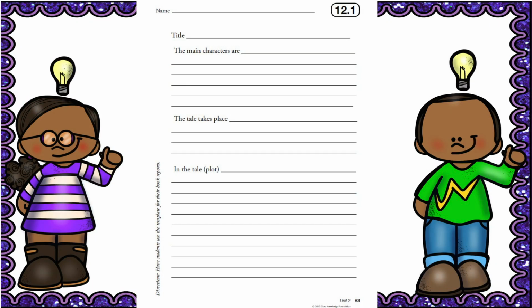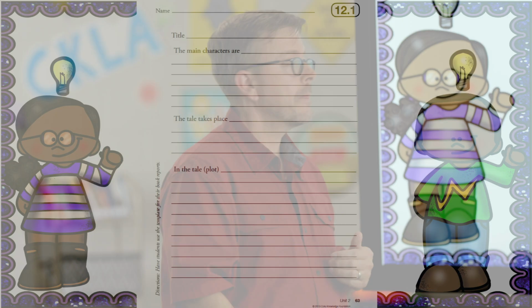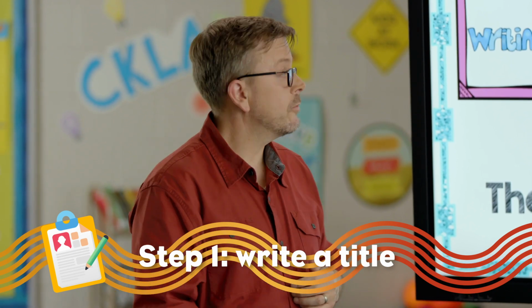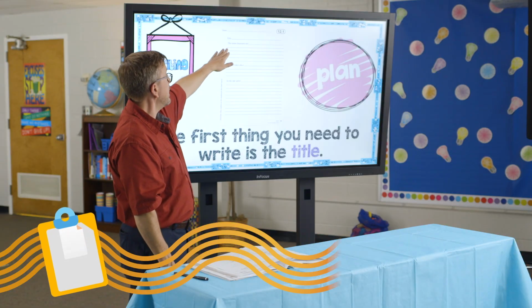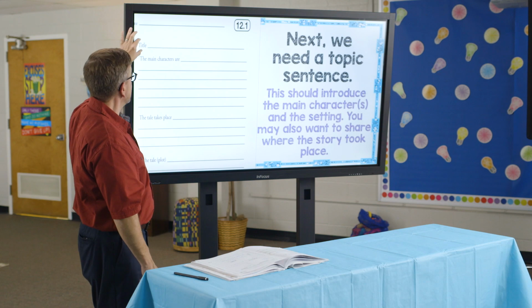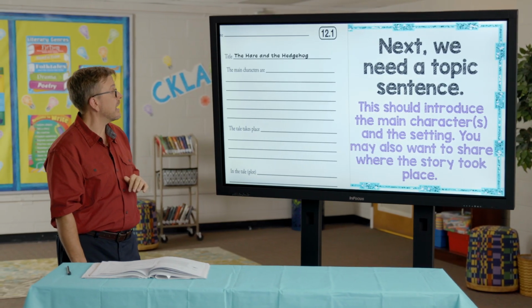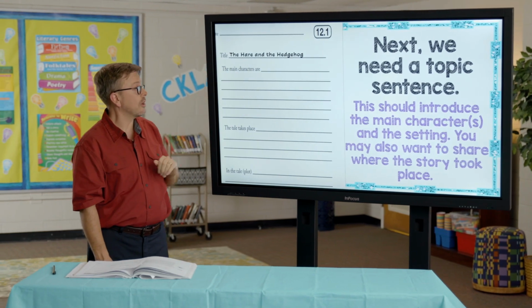And if you look in your workbooks on 12.1, you're going to find a draft sheet. This draft sheet is going to help you build that book report. The first thing we need to do is to write a title. So if we look at the very top of that page, very top, it says title. Okay, so we're going to write that title right at the top, The Hare and the Hedgehog.